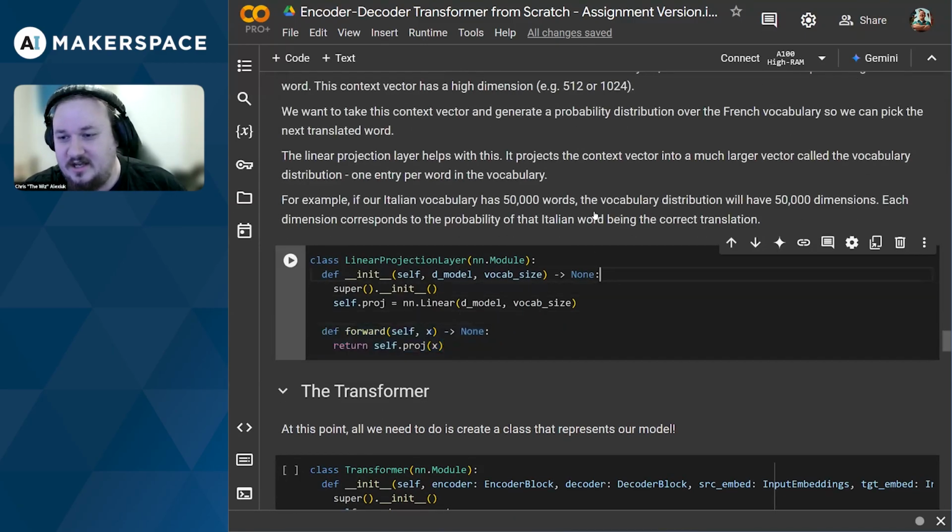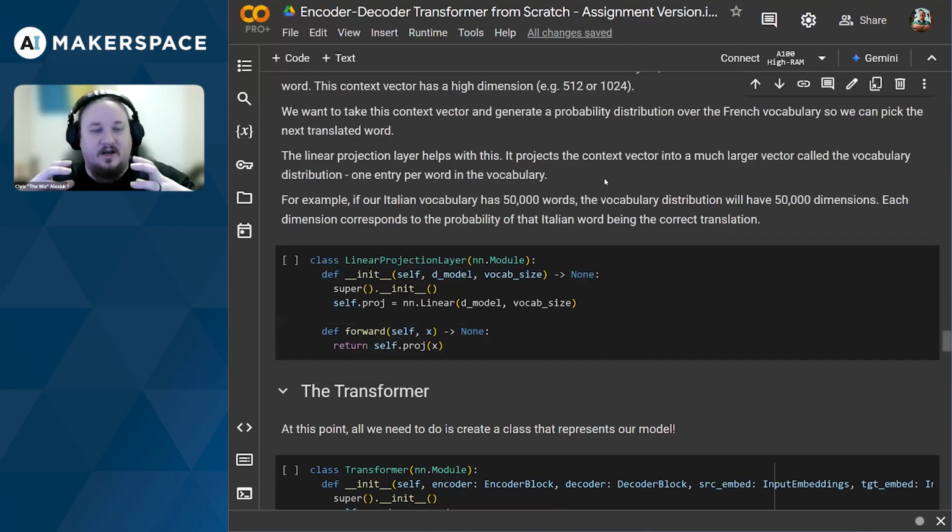But again, all we're doing is projecting from our internal representation to our vocabulary. Every single token in our vocabulary is going to be possible, right? And so we are going to project into a vector of length our vocabulary. And that's it. Very, very fun, very cool. All right.